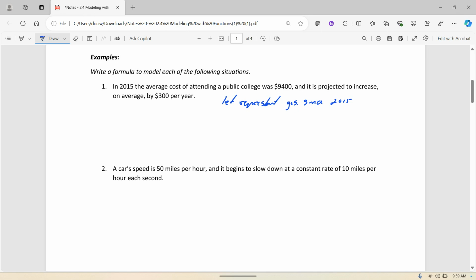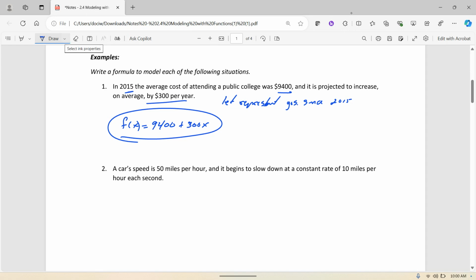So if I allow that to happen, then f of x is the cost of attending college as a function of x, the number of years since 2015. 2015 is the initial year. In that year, the cost was $9,400. So we're going to say that the initial cost is $9,400. College is, in this example, projected to increase $300 per year. And so there is the formula that I would use to model that situation.